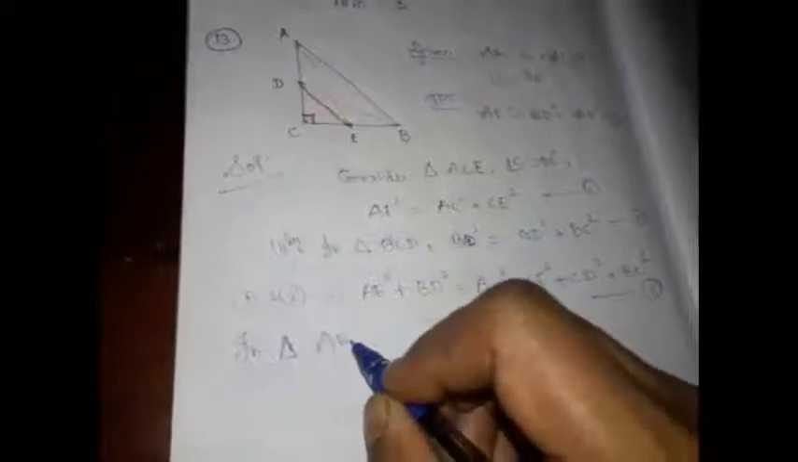So what is AB square? AB square is in this bigger triangle. So in triangle ABC, what is AB square? AB square is equal to AC square plus BC square, right? Similarly, we need DE. Where is DE? DE is here. So in triangle DCE, DE square is equal to CD square plus CE square. Mark this as 4 and 5.